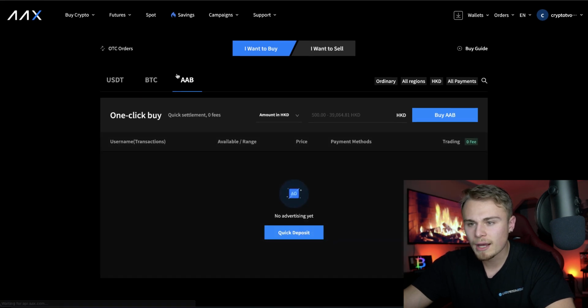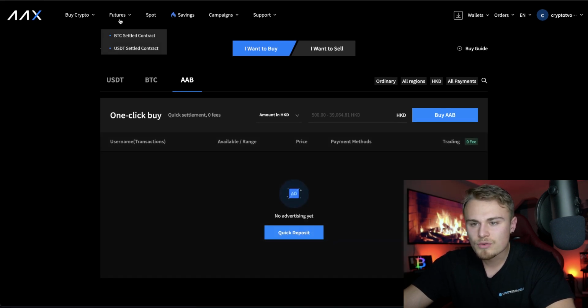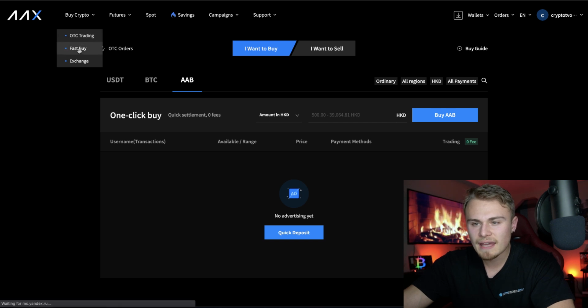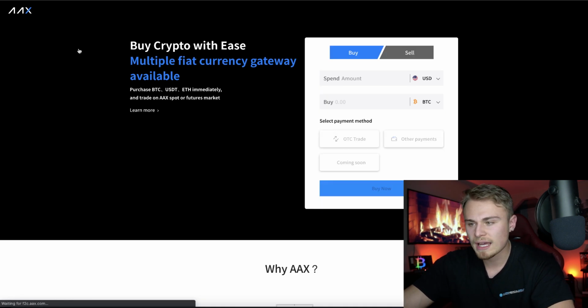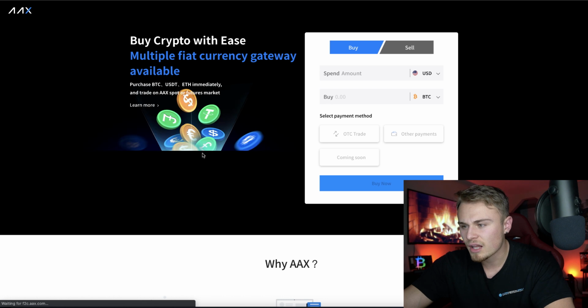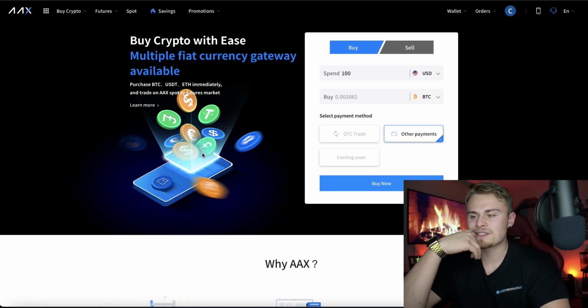These are what I want to buy and I want to sell. We then go to, as we had there, fast buy, and then we go to the exchange, which I want to check out in a second. So this is where we can buy and sell crypto.